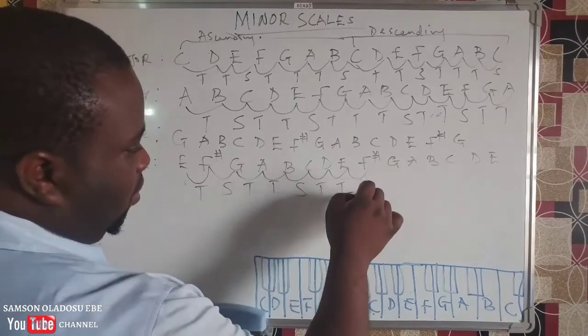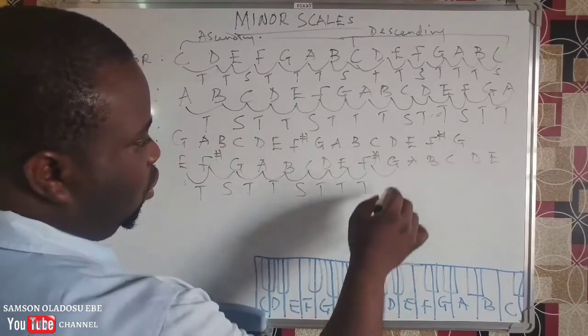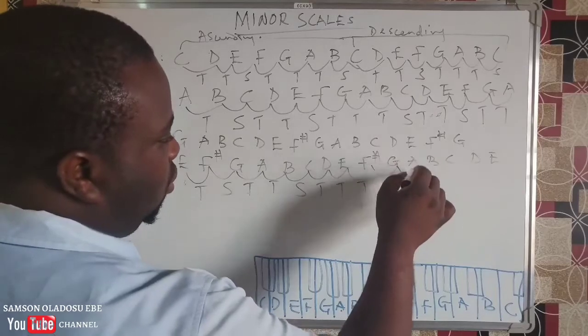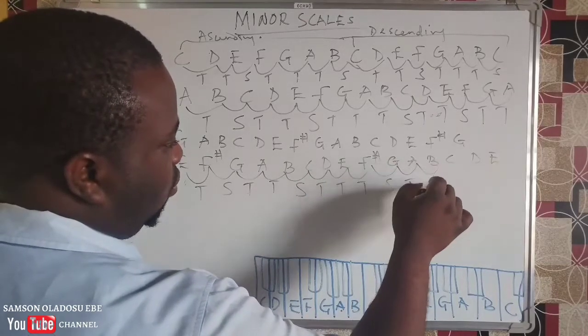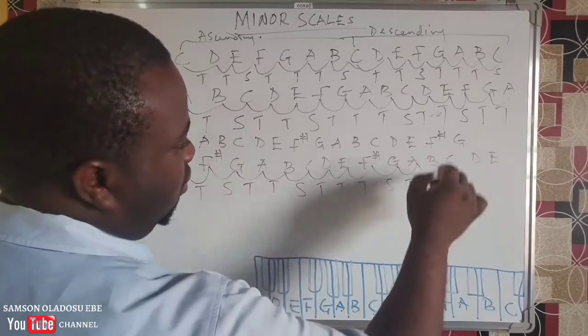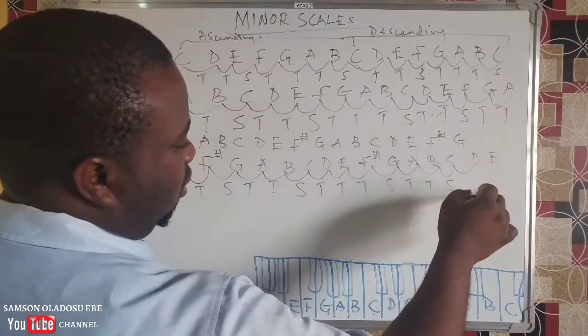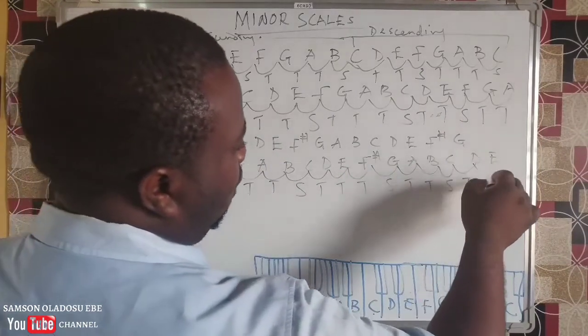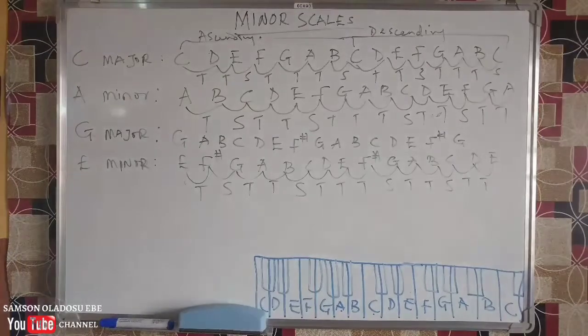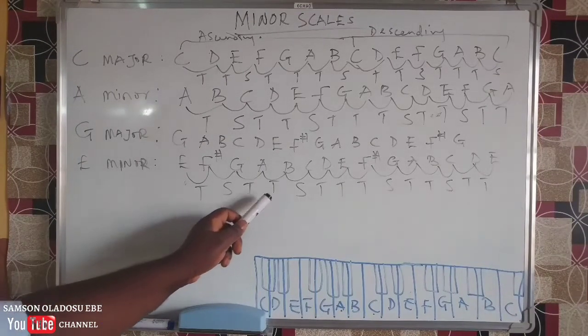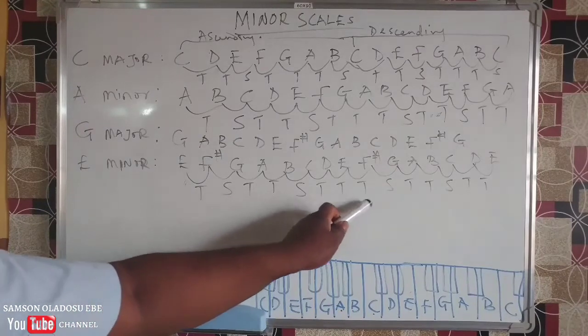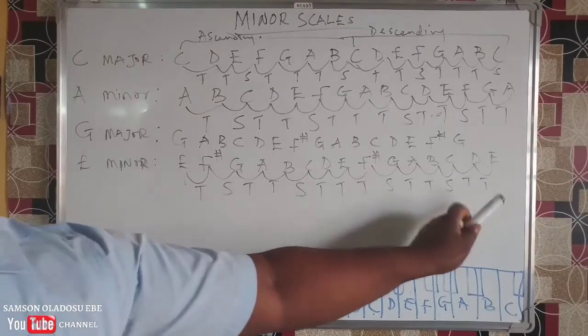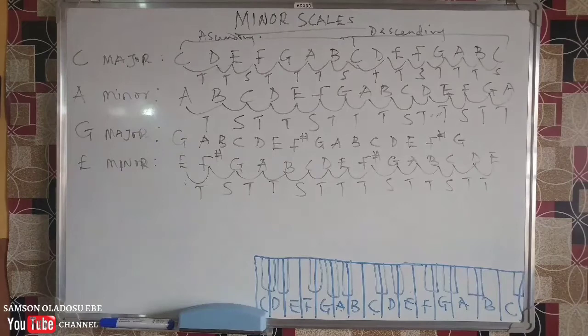E to F sharp is a tone. F sharp to G is a semitone. G to A is a tone. A to B is a tone. B to C is a semitone. C to D is a tone. Okay, so what did we get here? Tone, semitone, tone, tone, semitone, tone, tone. That means we are very correct.